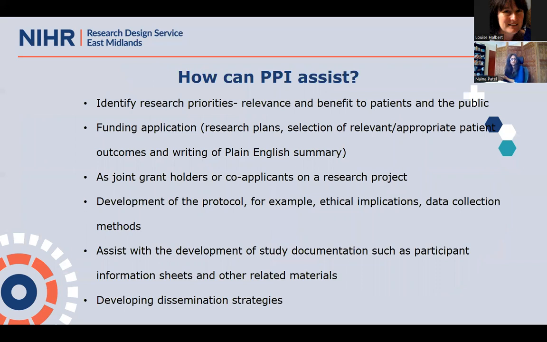So how can PPI assist? Here's a sample of some of the areas in which you can collaborate with a group of public contributors. They can assist you with your funding applications, such as your research plans, selection of appropriate patient outcomes, and writing the plain English summary. Other important aspects also include the ethical implications of your proposed research and research participant burden.